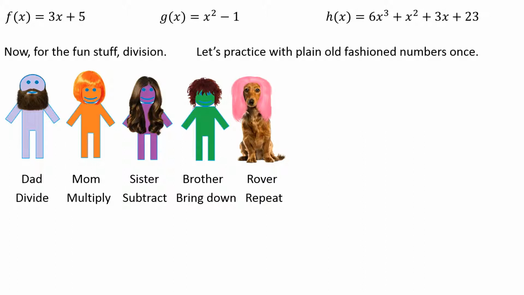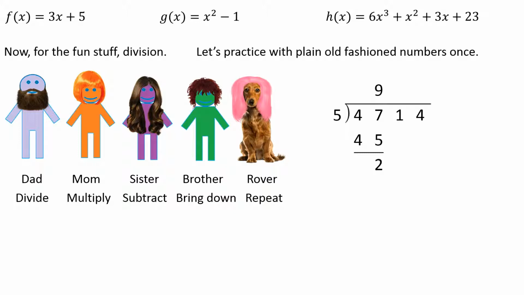So let's remember how this algorithm works with just plain old numbers. 5 will not divide into 4, but it will divide into 47. So I think 5 divides in there about 9 times. That's a D, divide. M, let's multiply. 5 times 9 is 45. Now subtract. That's what Sister tells us.